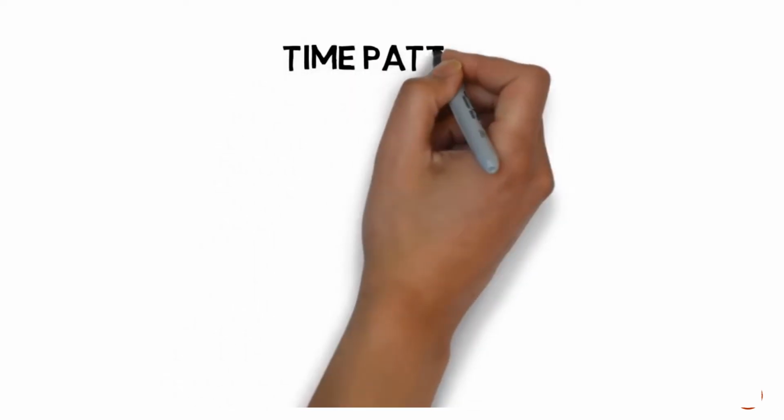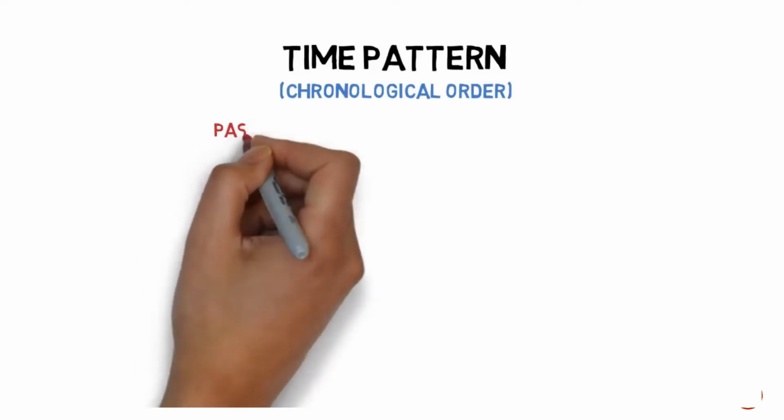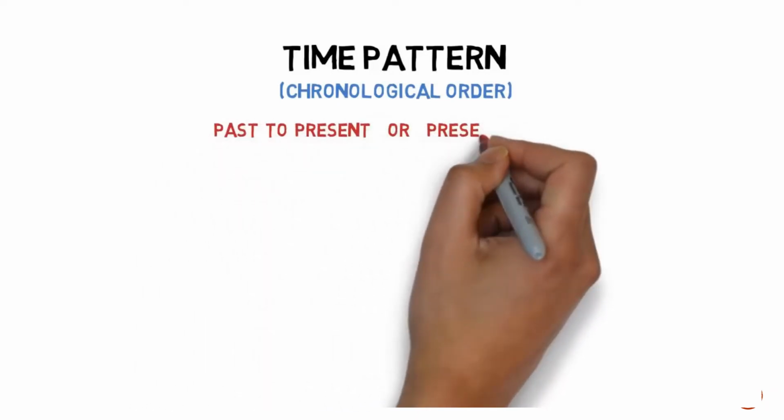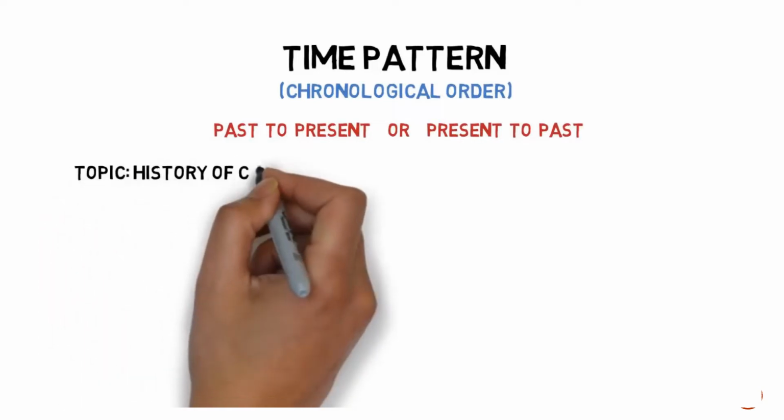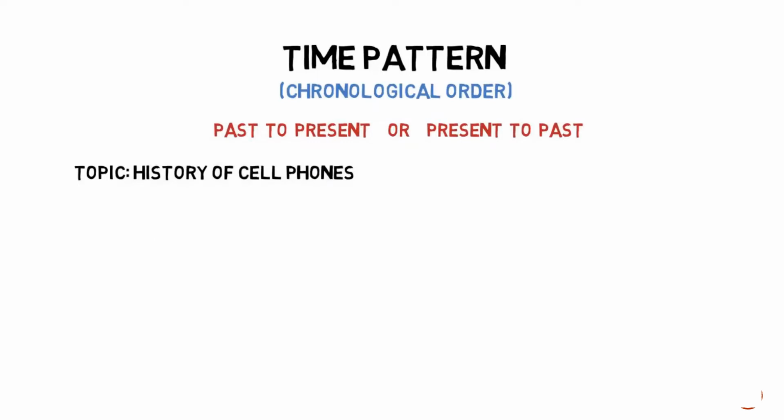A common way to arrange main points in a speech is by when events occurred in time. Time patterns can move from the past to the present or from the present to the past. When using a time pattern, it's important to explain events chronologically, in the order in which they occurred. For example, the arrangement of main points for a speech on the history of cell phones might sound like this.